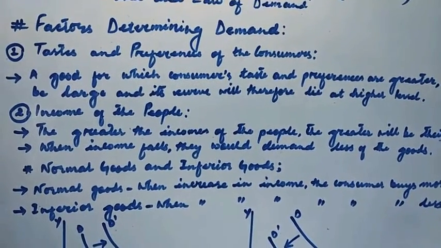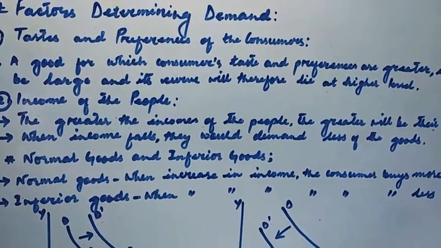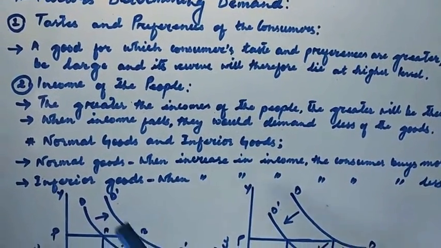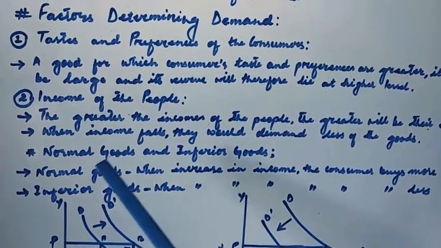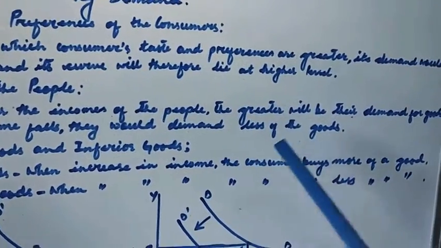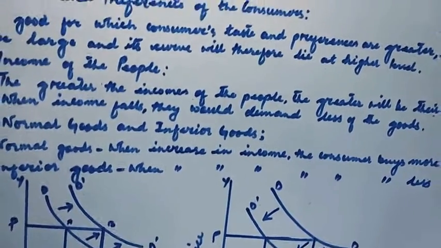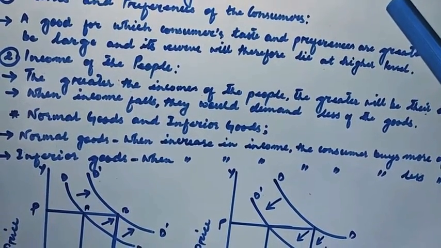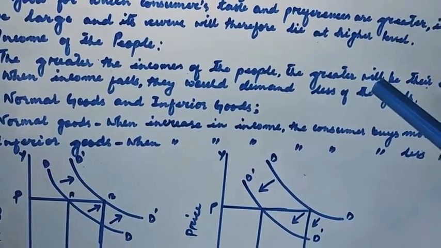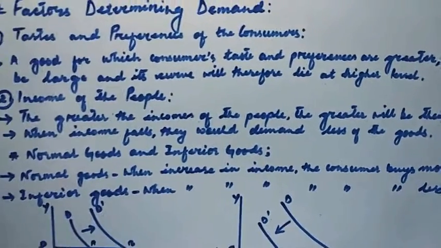So when we talk about income of the people, we have to discuss two different types of goods, that is normal goods and inferior goods. What are normal goods? Normal goods would mean when there is an increase in income, the consumer buys more of a good. That is a normal good. So when a consumer faces an increase in income, the consumer will tend to buy more of a good, and that good is a normal good.